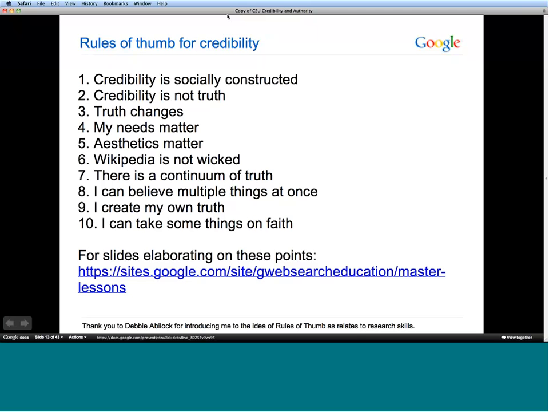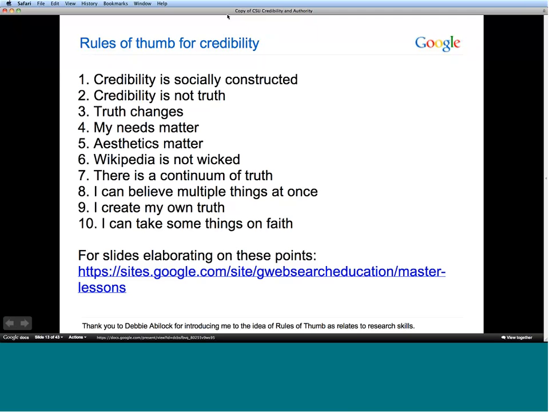One I see all the time with kids is that they simultaneously believe that everything on the web is true, and they believe that everything's an ad. And they're happy to defend and speak with great passion about both of those and don't see the inherent contradiction. So you can create your own truth. You bring together information and decide what you're going to believe. And there's some things you can take on faith.